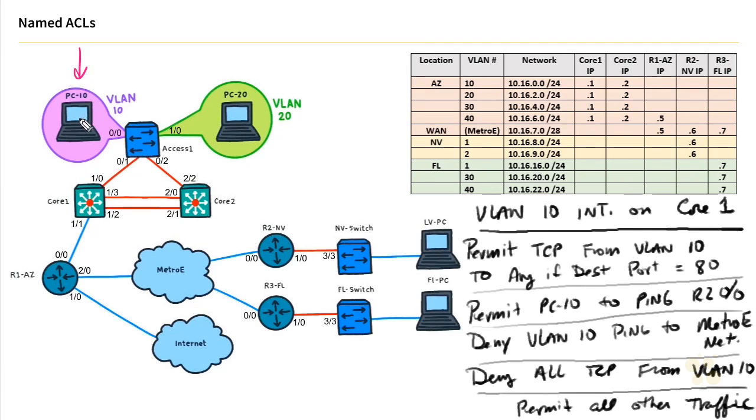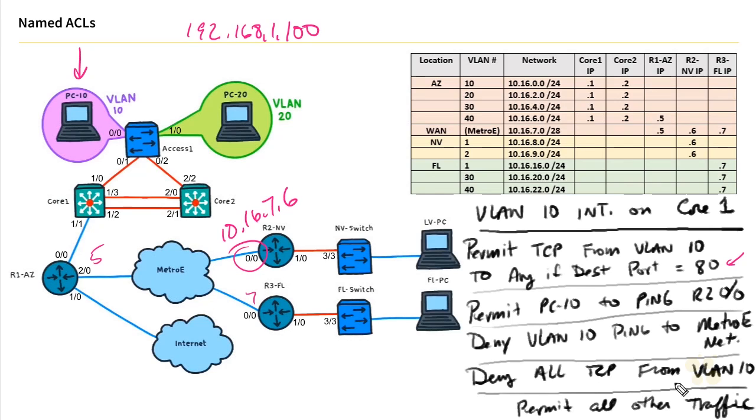So now from PC10, which is in VLAN 10, what should PC10 be able to do? PC10 should be able to get to a web server on port 80. And we've got a web server at 192.168.1.100 that we can try. We should also be able to ping this interface on R2, which is 10.16.7.6. What PC10 should not be able to do, because it's on VLAN 10, is ping the other interfaces on the Metro Ethernet. So it should not be able to ping 10.16.7.5, nor should it be able to ping 10.16.7.7, which is R3 on that Metro Ethernet.